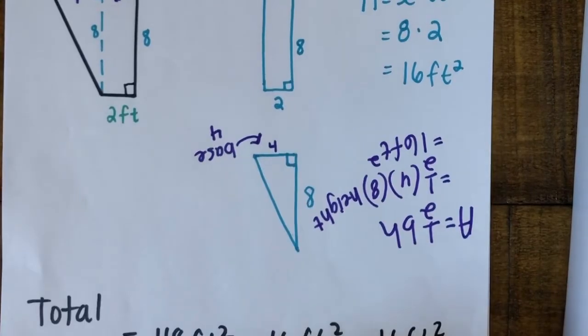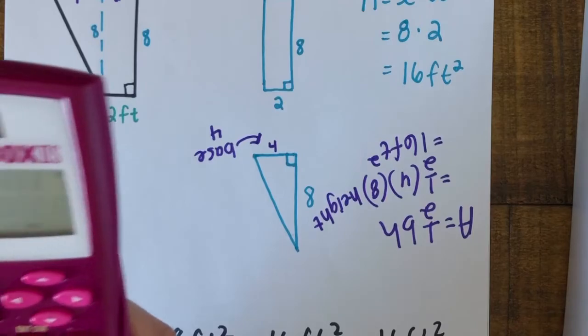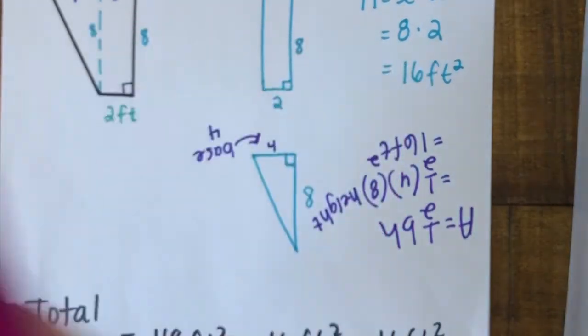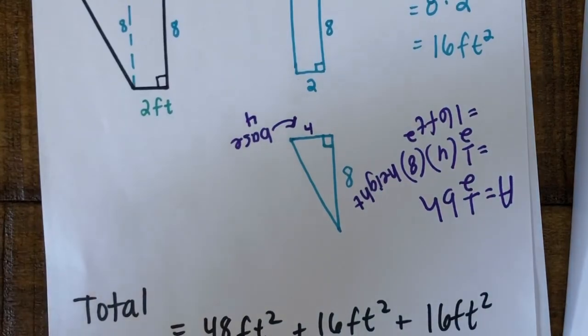So I'll add those all up in my handy dandy calculator. 48 plus 16 plus 16, and I get 80. So the total area of this shape is 80 square feet.